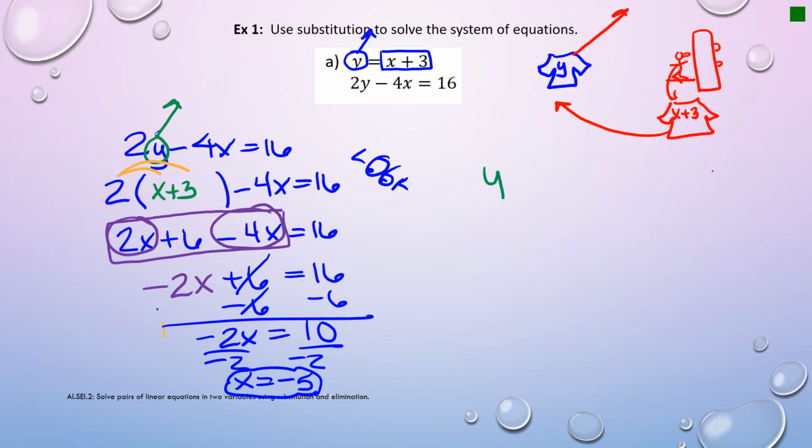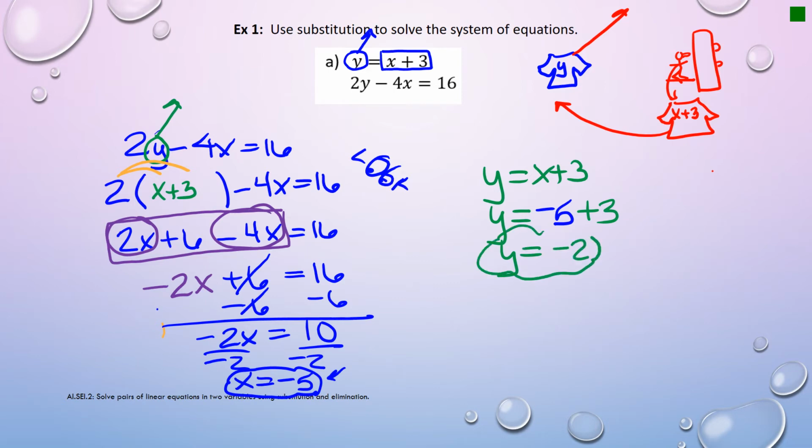Now we go back to y equals x plus 3 because we need to find y. Well, what is x? We just found out x was negative 5. So it's x plus 3. So negative 5 plus 3 is negative 2. Our solution is negative 5, negative 2.